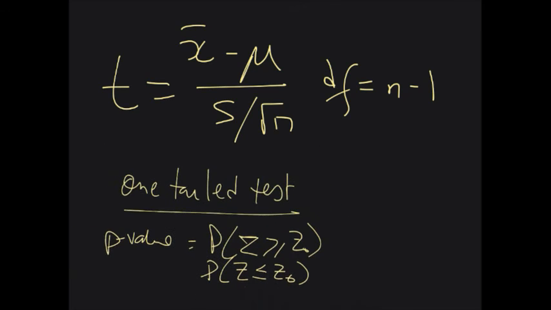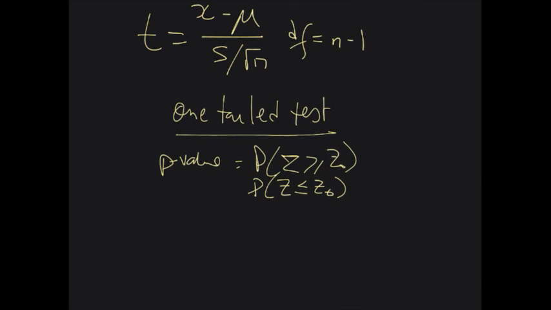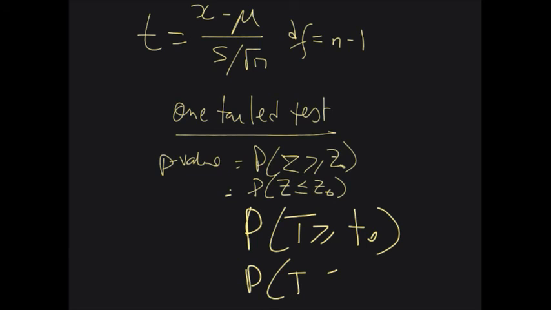What if we're using t? Then it would be P(t greater than or equal to t0) or P(t less than or equal to t0). Okay, so that is the case of a one-tailed test.